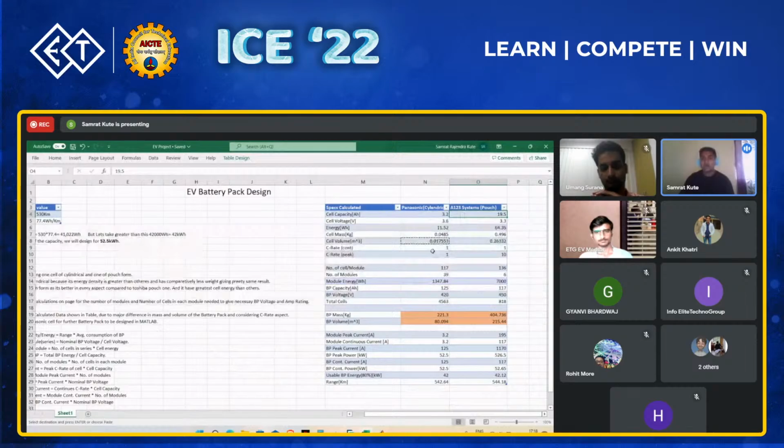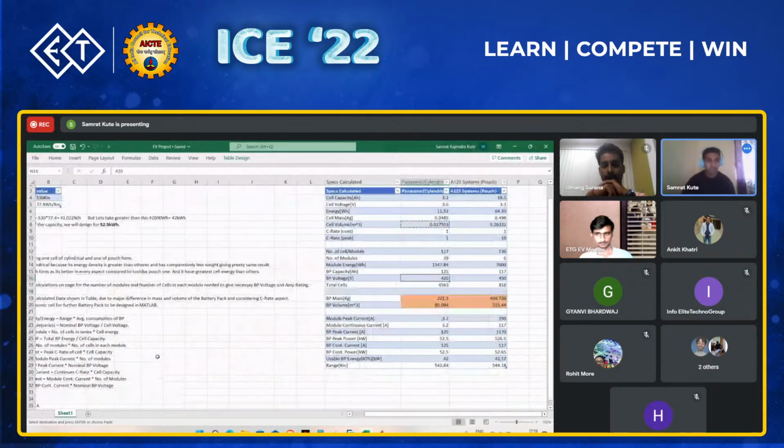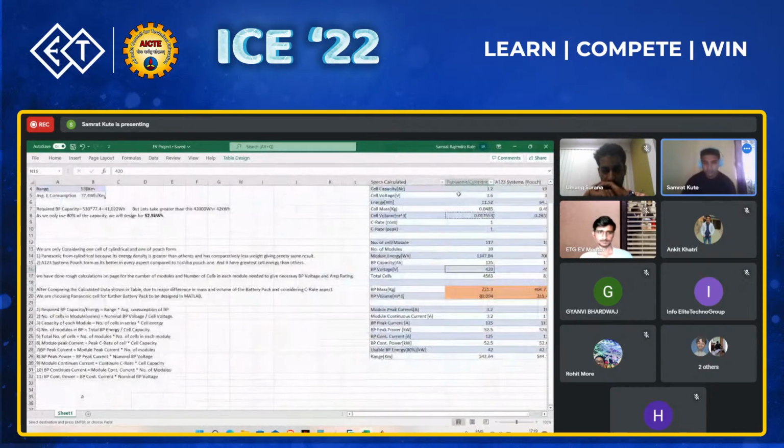For the voltage of the battery pack, I checked online and, by doing research, came to the conclusion that we should select a voltage around 400 to 800 volts. That is not exact, but the average car uses a voltage in that range. So I have kept my battery pack voltage around 420 volts, and according to that I drew my data. This is the calculation which I have done, and then I prepared this report.